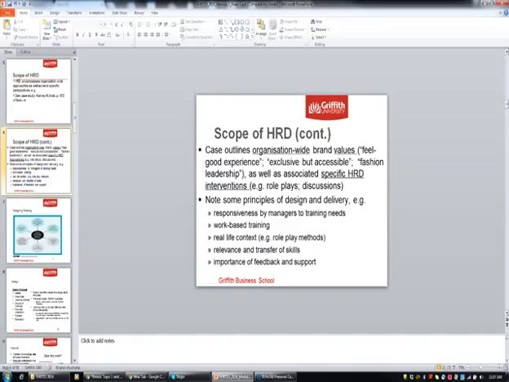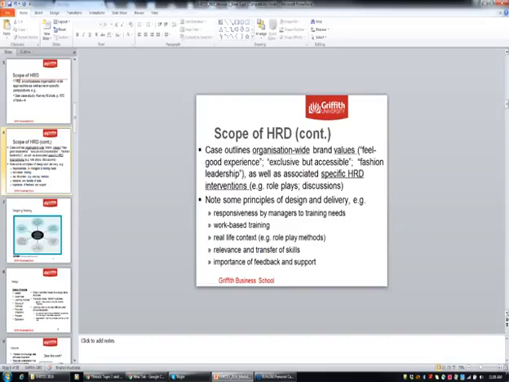And within that case, you can see some of the principles of design and delivery that we'll be talking about. So some of the things they mention are responsiveness by managers to training needs. So this idea that yes, training and development is planned, but it shouldn't be just set in concrete. It needs to have this real responsiveness to what people want and what's going to help them in their job. They really highlight in this case work-based training. So a lot of the training occurs on the job. Again, this helps with transfer that we're going to talk about later.